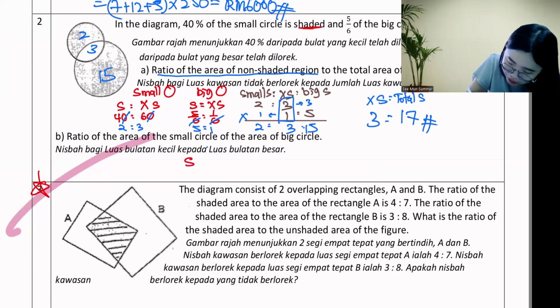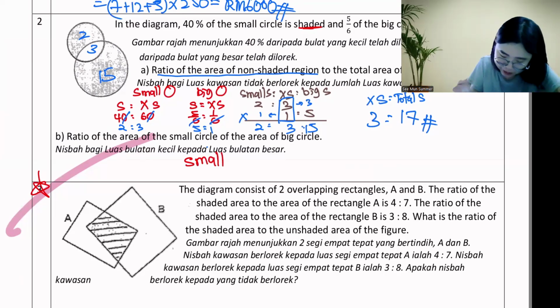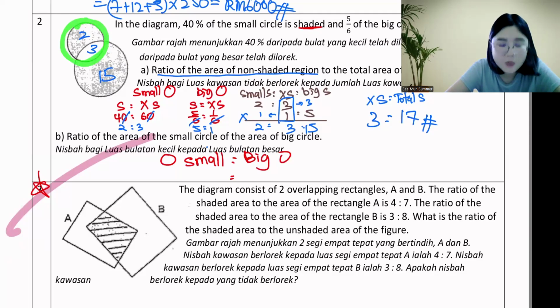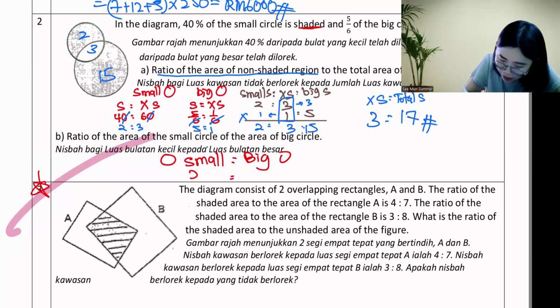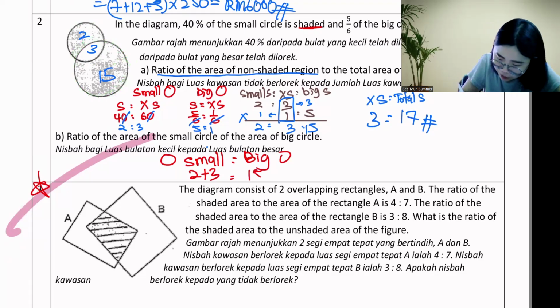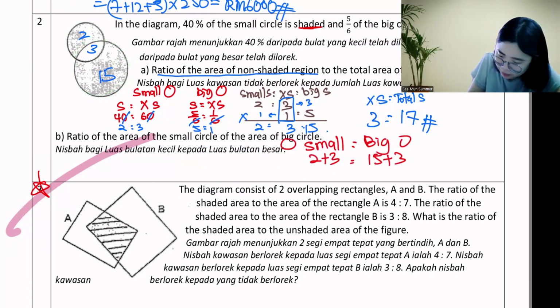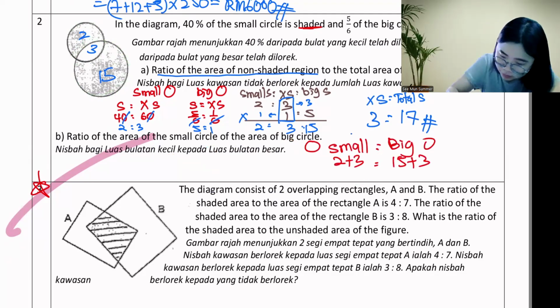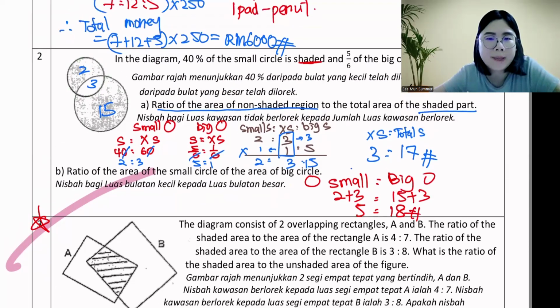Ratio of the small circle of the area of the big circle. Okay, they want this circle. Both also circle. So for the small circle, can you see small circle is this whole thing, right? Am I right? So what is the ratio of the small circle? It's 2 plus 3 lah. Correct. And then how about the area of the big circle? Big circle is this, right? So it's 15 plus 3. So my answer would be 5 versus 18. Yeah. So we just answer the question.